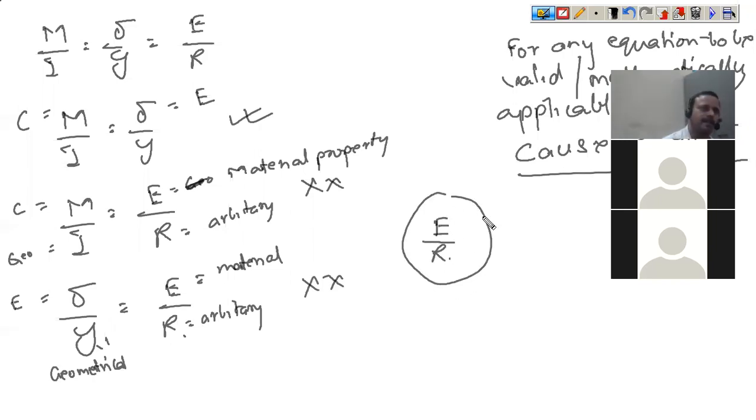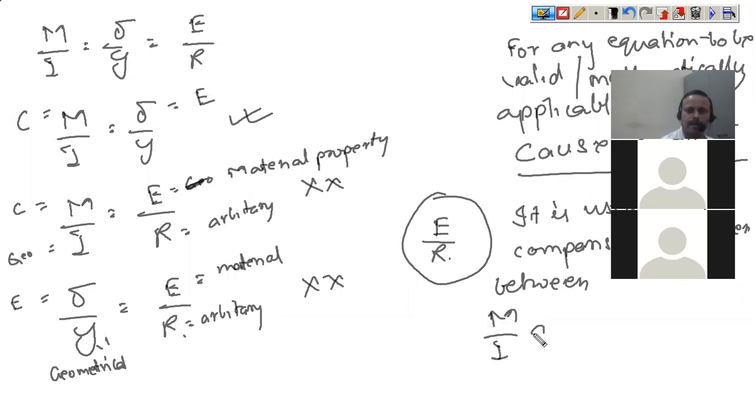Why did this actually come into practice when this is not at all going to be used? The reason is, it is used as a comparison parameter between M by I and sigma by y. So it is used as a parameter which will be used to compare M by I and sigma by y. There is no other physical significance of the term E by R.